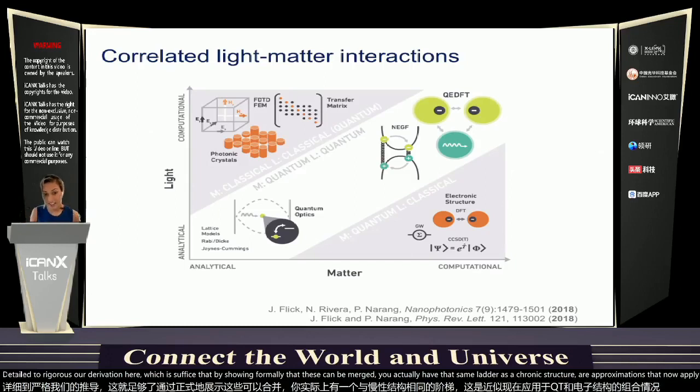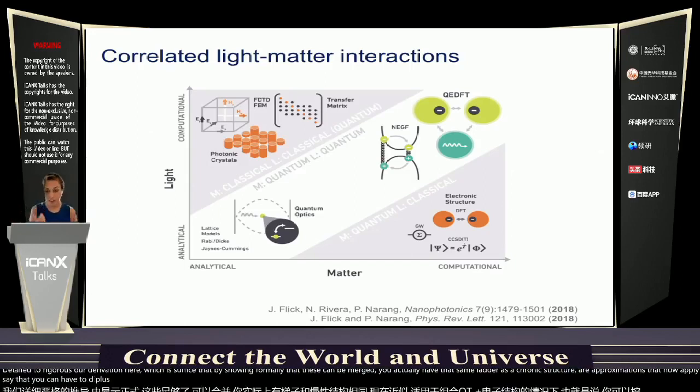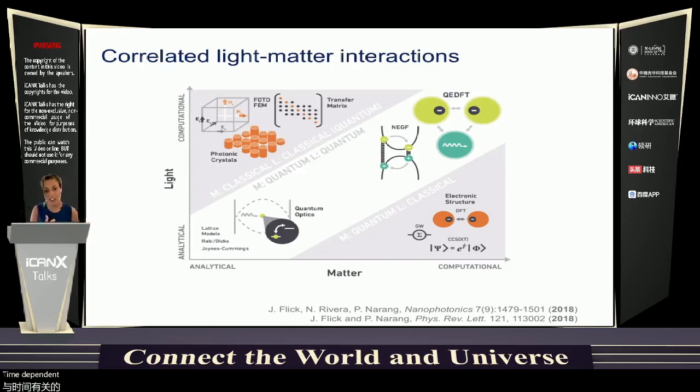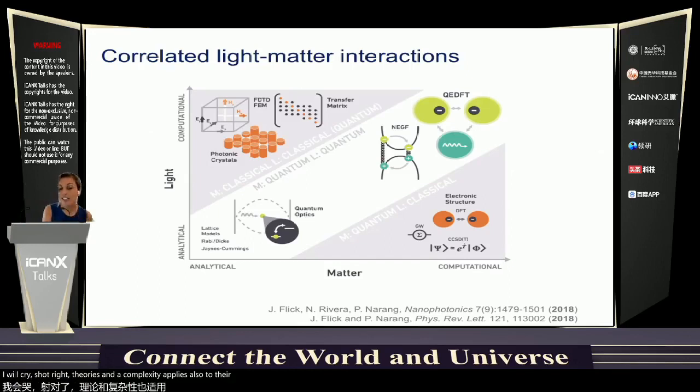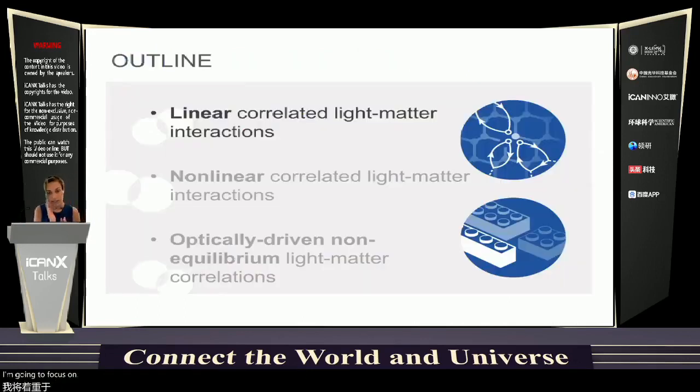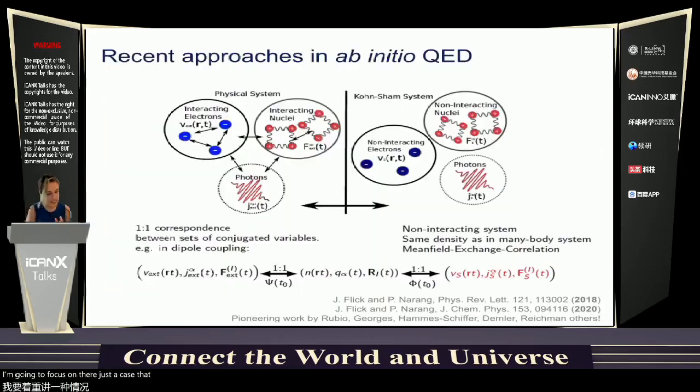That is to say that you can have QED plus Hartree-Fock, you can have QED plus time-dependent density functional theory, you could have QED plus coupled cluster, and that same parallel structure of various electronic structure theories and their complexity applies also to their QED counterparts. I'm going to focus on a case that is perhaps a little more relatable to experiment, which is QED plus time-dependent density functional theory, okay?